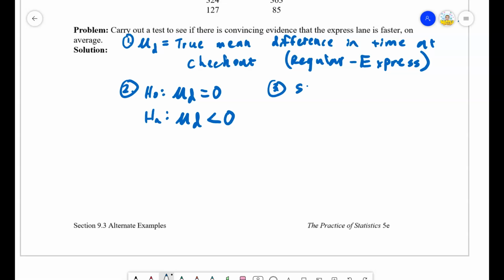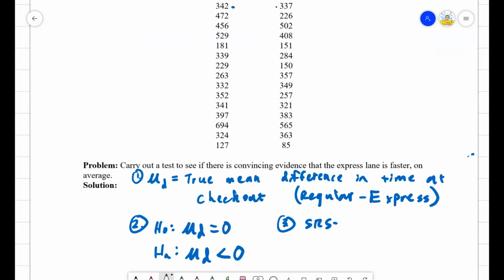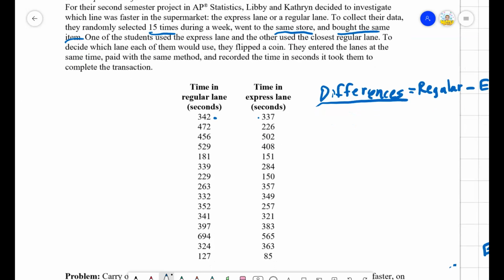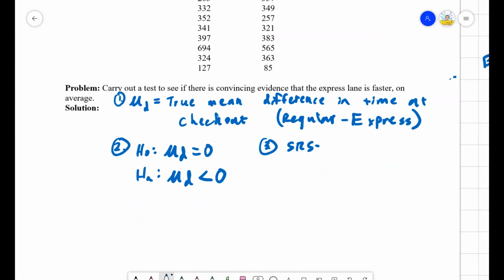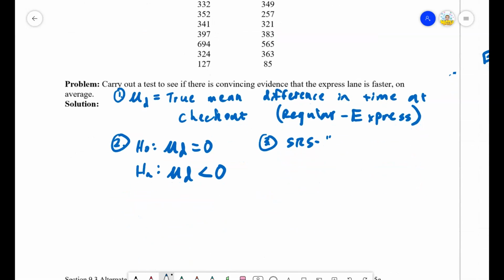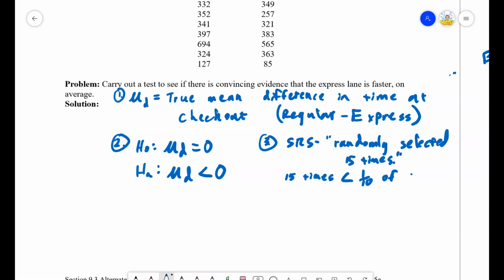Okay. Did they take an SRS? Let's go back to the narrative and see. All right. To collect their data, they randomly selected 15 times. So we're good. Put that in parentheses. They randomly selected 15 times. All right, so we got our randomization piece. Okay, there's certainly 15 times is less than 1/10 of all possible times.